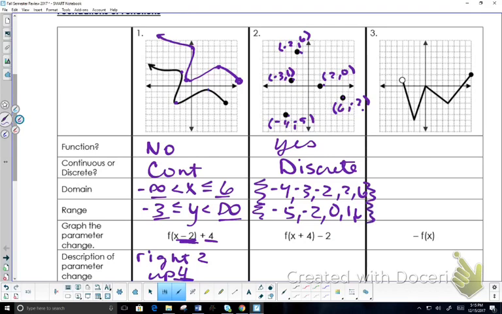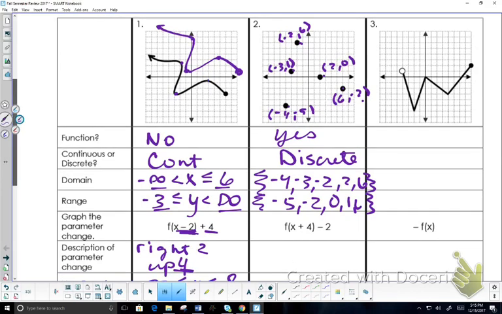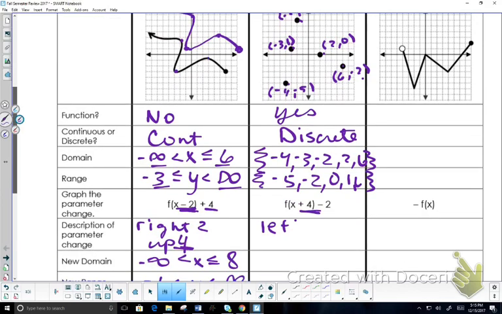This one, insiders lie, so it looks like it's supposed to go right 4, but insiders lie, so it's going to go left 4. And then outside is the good guy, so it's actually going to go down 2. Based on that, that means all of my points, do I have to actually draw this? Graph it, yes. Okay, so left 4, down 2.